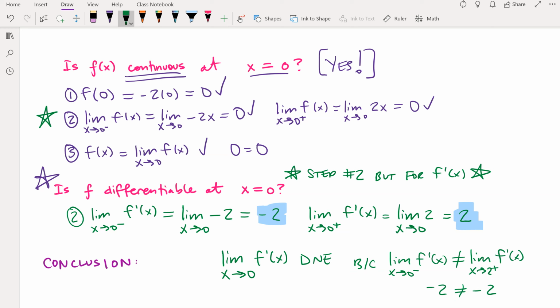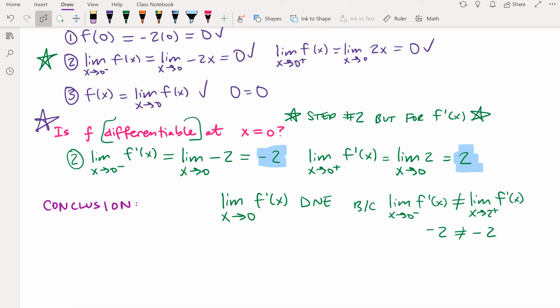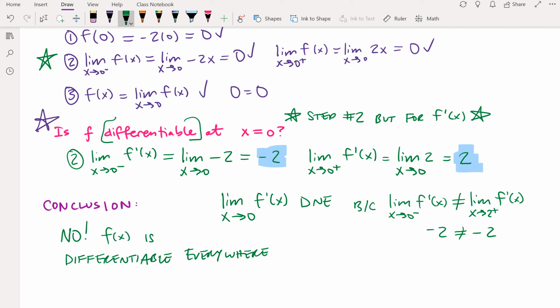So, is this function differentiable? That's what we're trying to answer here. Is this function differentiable at x equals 0? No, it is not. The limits of the derivative have to be equal. So we would say no. F of x is differentiable everywhere except x equals 0.